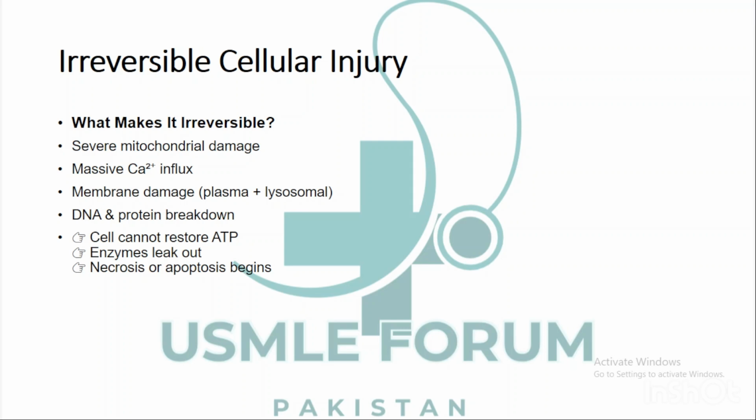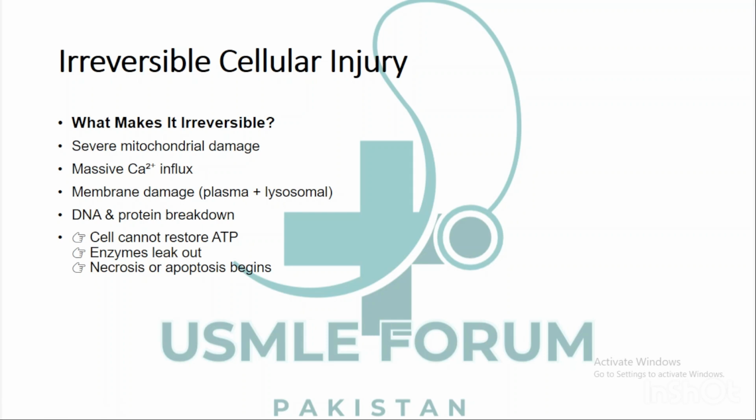The other aspect of this is that I told you there are two events. The first event is severe mitochondrial damage, and the second event is severe membrane damage. If the membrane damage is there, then you are in the land of irreversible cellular injury. So whenever someone talks about irreversible cellular injury, the two things that should click in your mind are mitochondrial damage and membrane damage. That's it. Now I'm going to come to the second point written over here, the massive calcium influx.